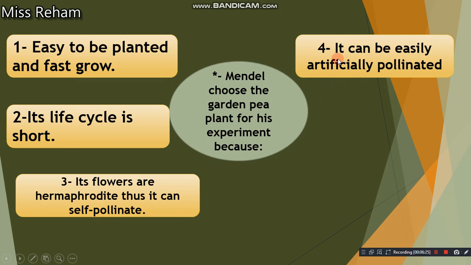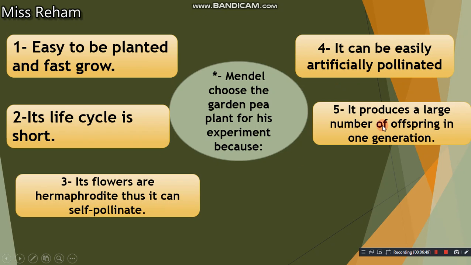Number 4, they can be easily artificially pollinated as they produce hermaphrodite flowers. So they can do self-pollination or be easily artificially pollinated. Number 5, they produce a large number of offspring in one generation.